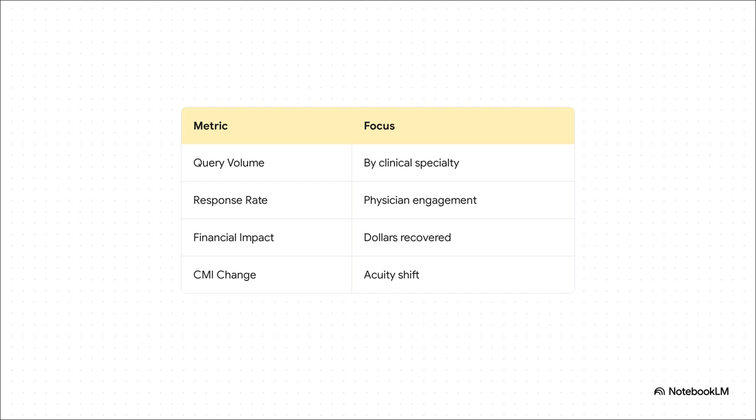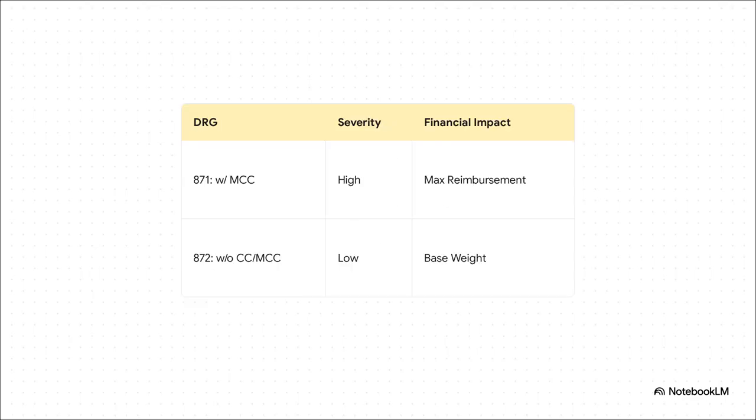Third is the direct financial impact, where we calculate the actual hard dollars recovered through clarification. And finally, the CMI change, tracking the actual shift in patient acuity scores after CDI intervention. These metrics are the vital bridge between clinical care and the finance department. Let's actually apply those analytics to financial risk mitigation in our high-weight DRGs.